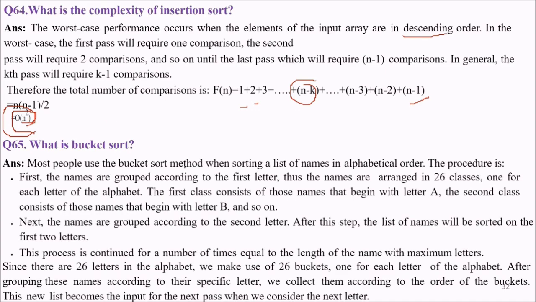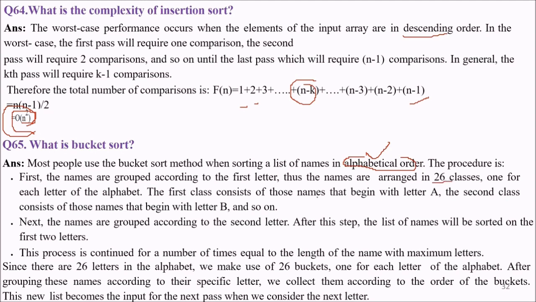Most people use the bucket sort method when sorting a list of names in alphabetical order. We are talking about strings here, alphabetical order. The procedure is, first, these names are grouped according to the first letter. So we have around 26 classes, one for each element of the alphabet.